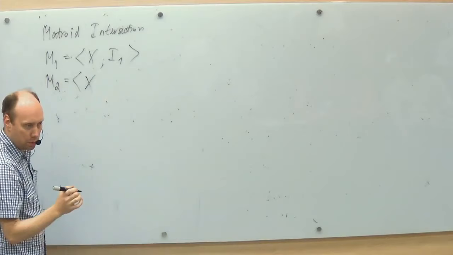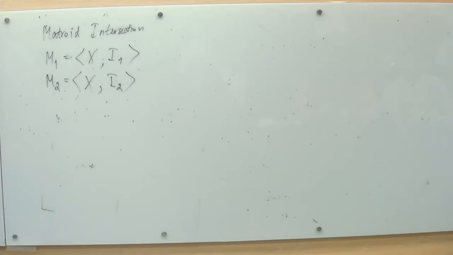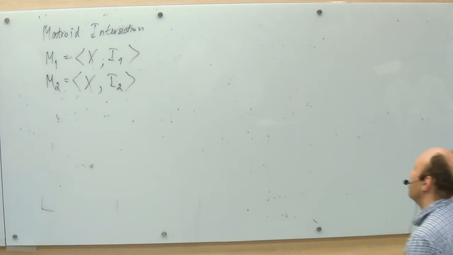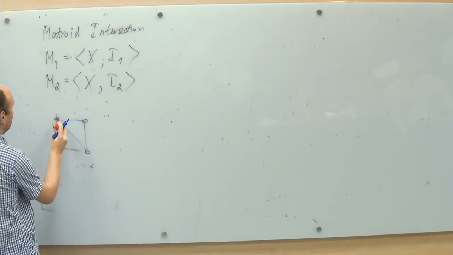So a good example is the following. Consider a graph with colored edges. So you have, say, a graph with four vertices and different edges, something like that. So different edges can have different colors.